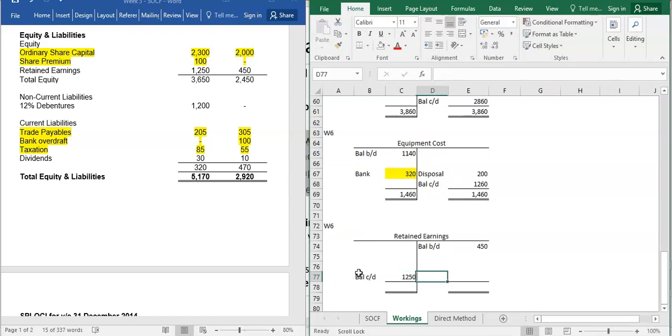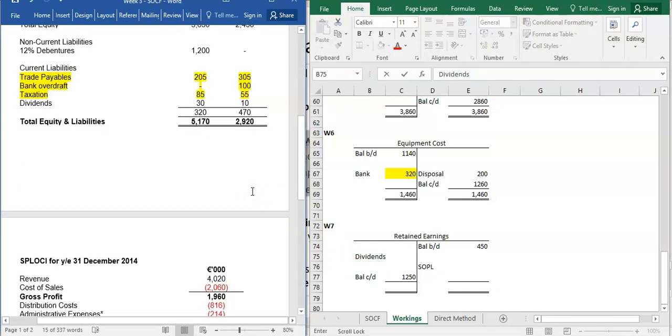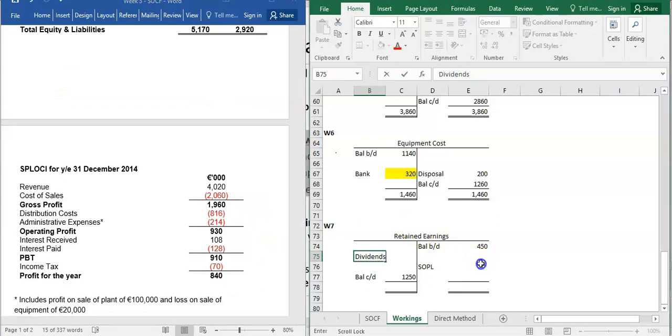And remember, there's only two things that move retained earnings during the year. This is working 7. And that is profits from the SOPL and dividends. So again, you're using your knowledge of what impacts key items. Your profit for the year was 840. So if we paid no dividends, 840 plus 450, closing retained earnings should have been 1290.